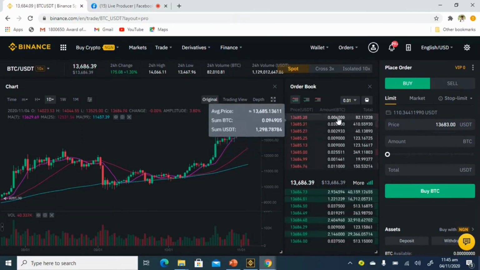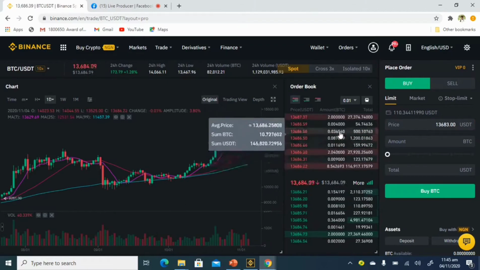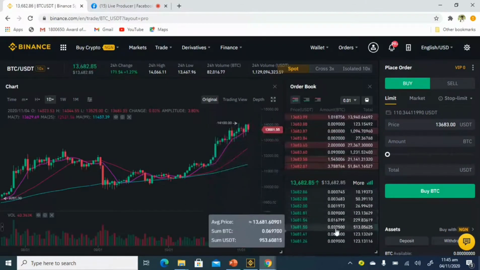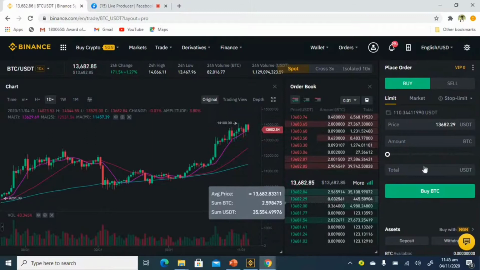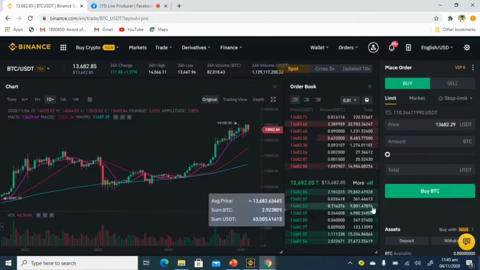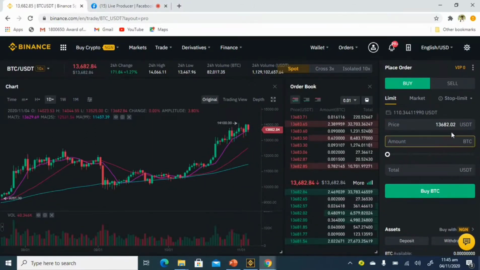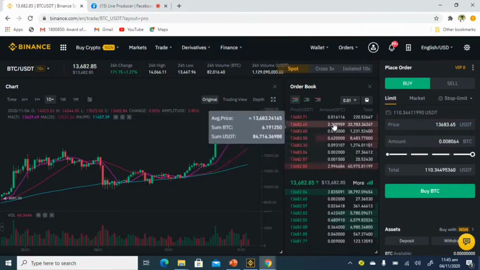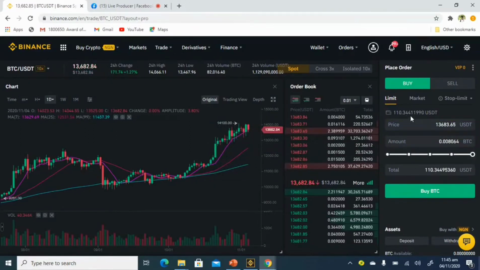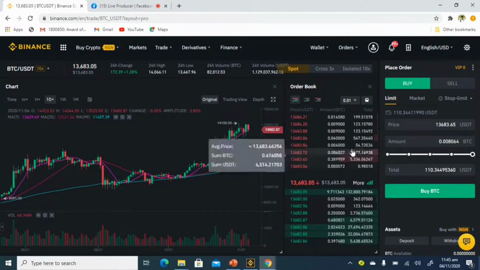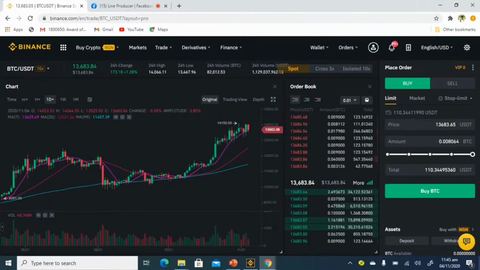Or you can come here and click on any of these trades that you like, where you like the price. If I click here, for example, you see the price reflects here. If I click here, it reflects. So you can put the price here, then the amount of Bitcoin you want to buy.